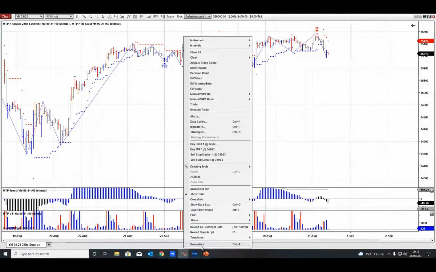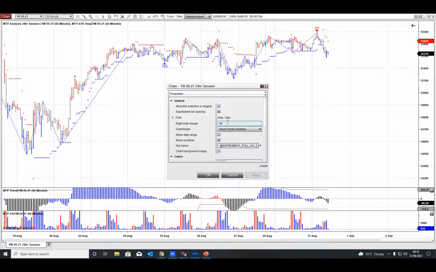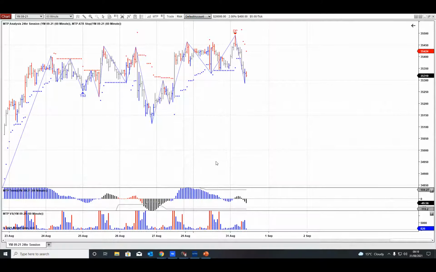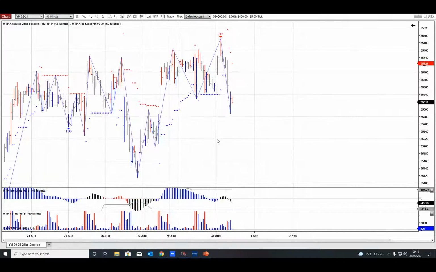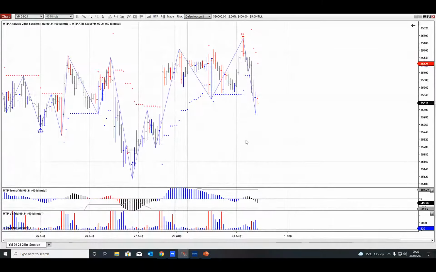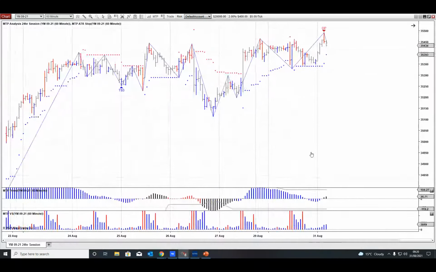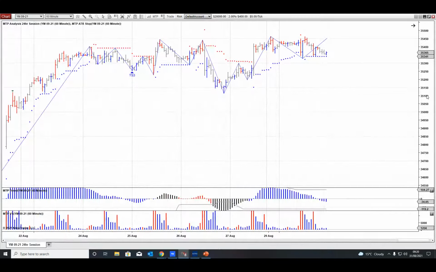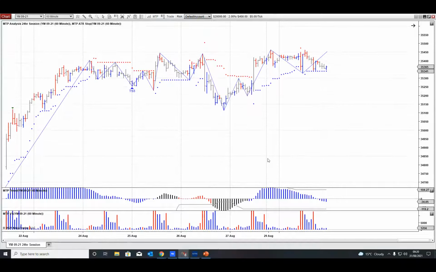Let's just put a bit of white space on the right-hand side here so we can have a look at this. Right. Let's go back in time a bit, like that. What we do is we go back to previous highs and lows.